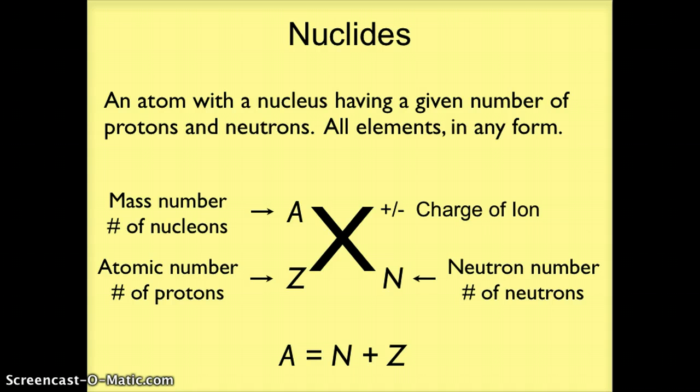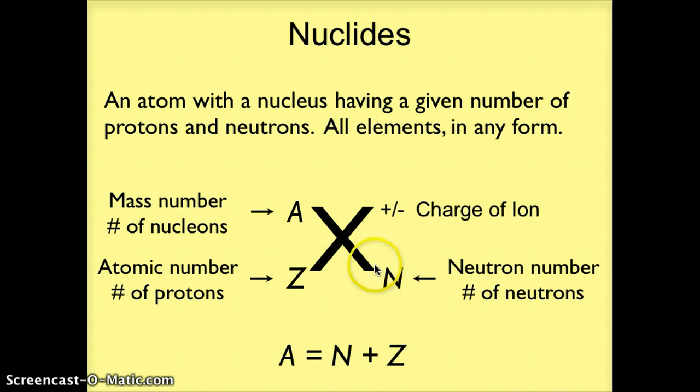So nuclides are atoms with a nucleus that has a given number of protons and neutrons. In other words, any element in any form, any particular isotope of that element, is a nuclide. So it's just a specialized term. Again, the element symbol is represented by X. Mass number is always given on the top. Number of protons is on the bottom. Remember, we do it that way so it's easy to subtract and get the number of neutrons.